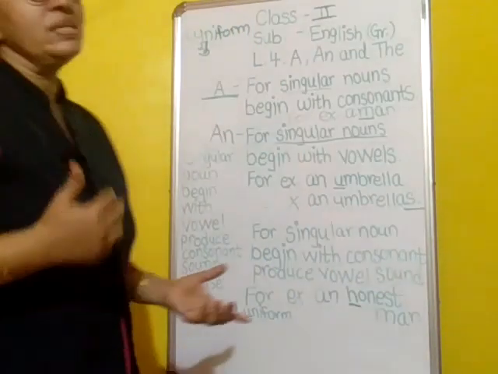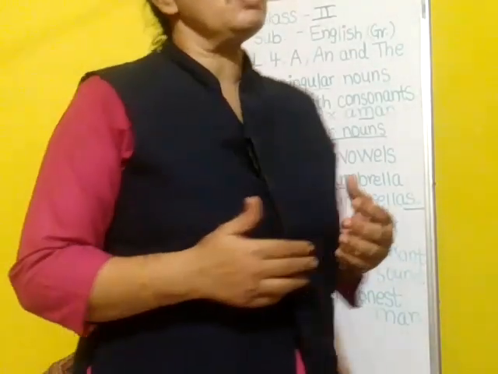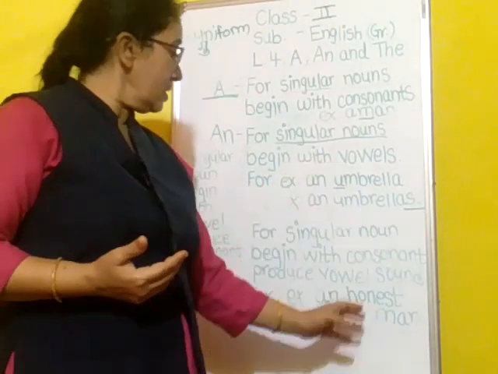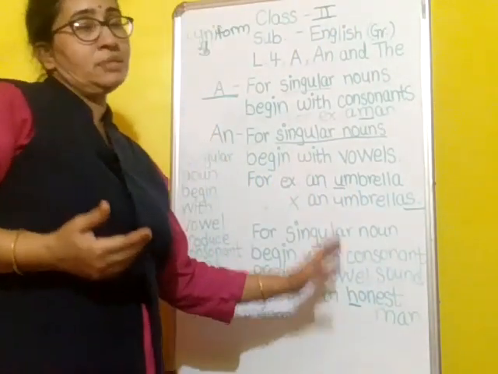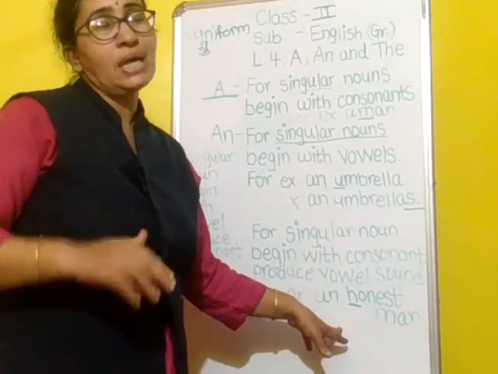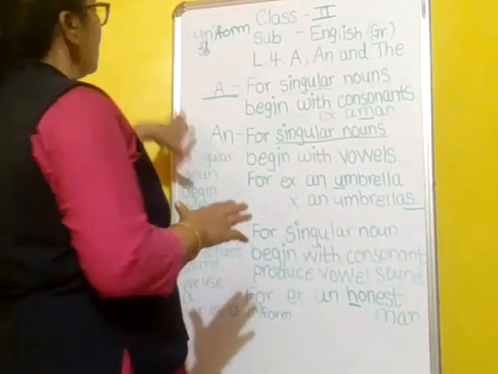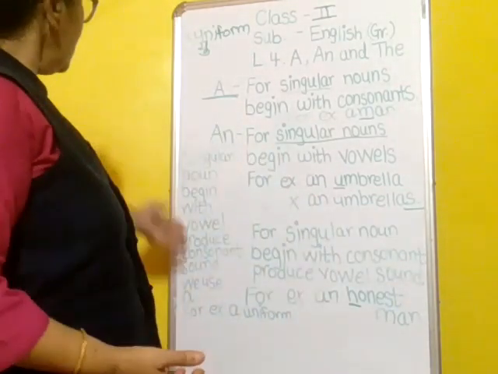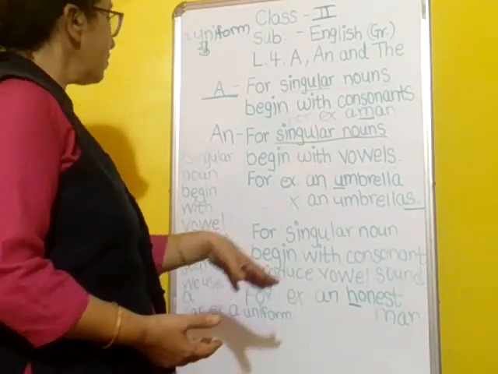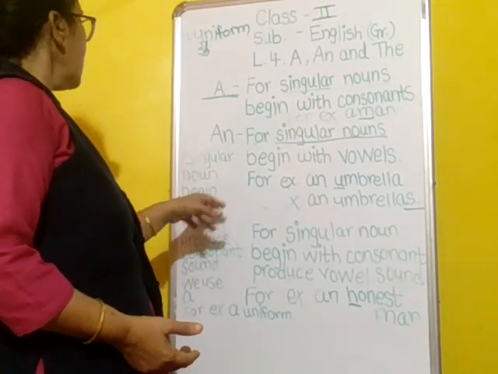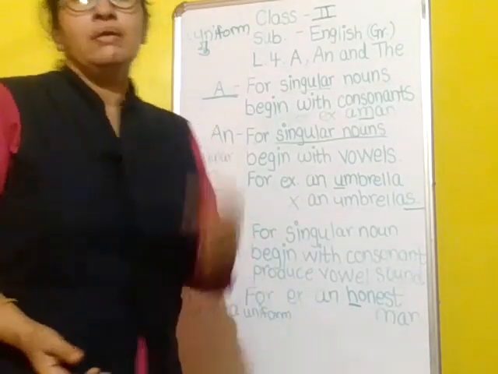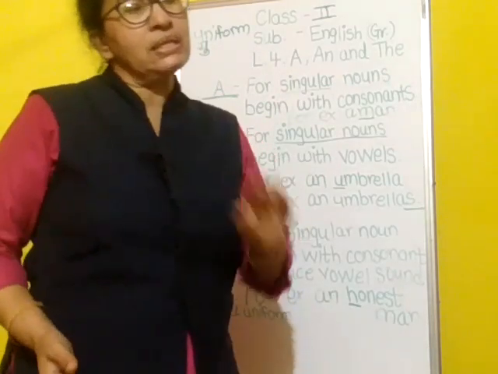Okay, in the same way in the case of "a" also, though that noun begins with a vowel. Okay, that was the case of a consonant. The noun begins with a consonant and produces a vowel sound, and here the noun begins with a vowel but it produces a consonant sound. For example, "an uniform": we can't write that, because a singular noun that begins with a vowel but produces a consonant sound takes "a".